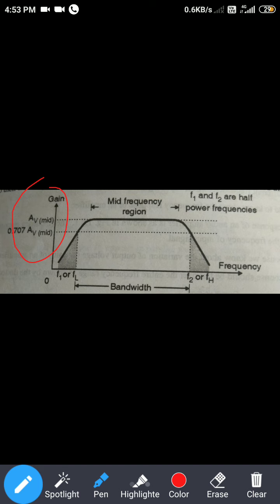So this was all about the frequency response of RC coupled CE amplifier. Clear?